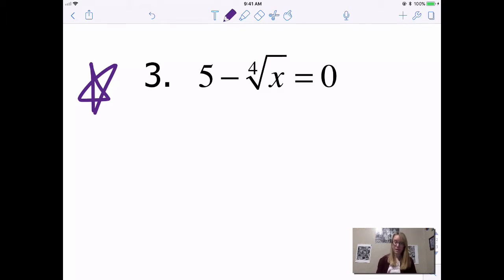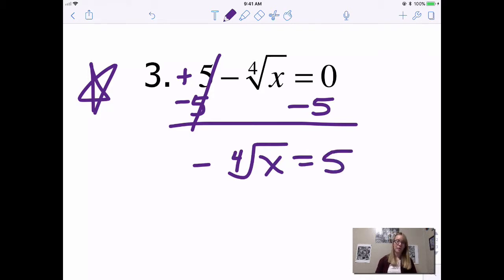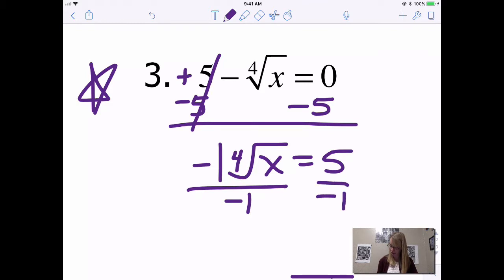Number 3, I'm going to star, just because with PEMDAS backwards, we have to be a little careful here. If I'm adding or subtracting, this is actually a positive 5, so I can subtract 5 on both sides. Then I get negative the 4th root of x is equal to 5. And I have a negative in front of my radical. If I really think about this, this is like negative 1 times that radical. So in order to get just the 4th root of x by itself, I can divide both sides by negative 1.